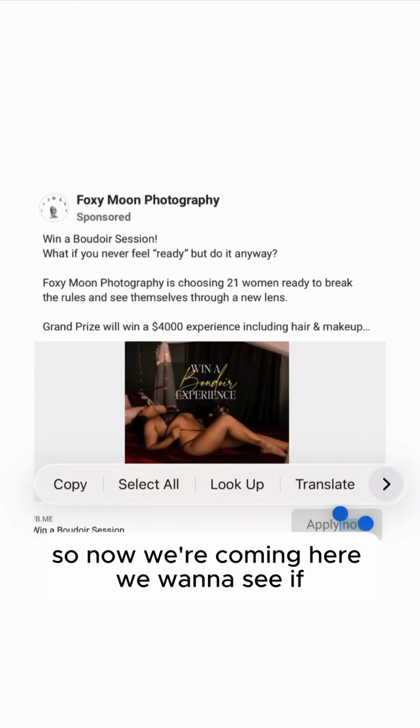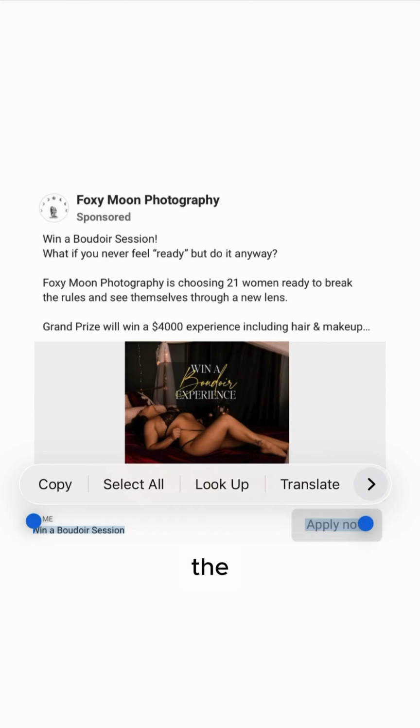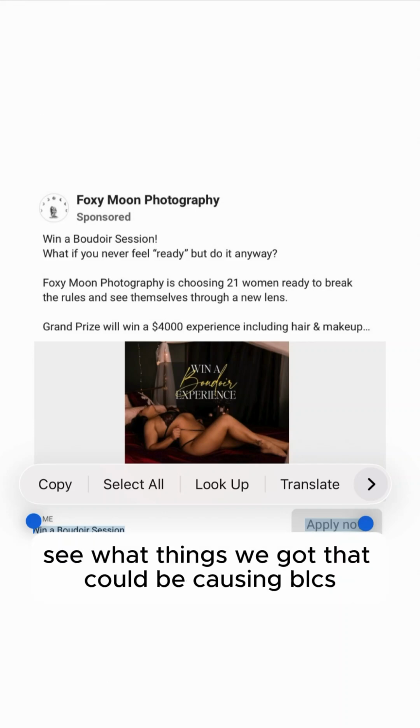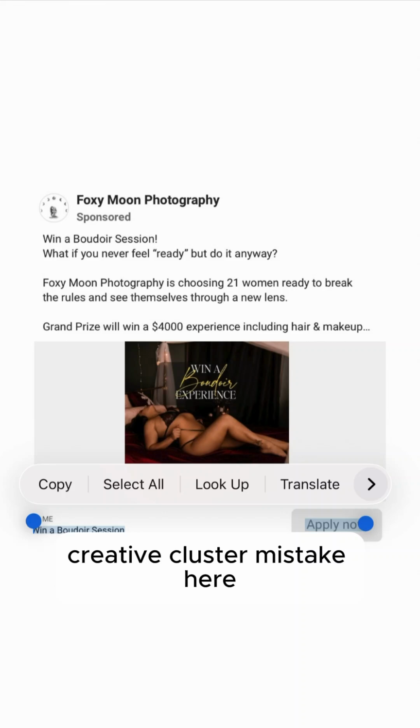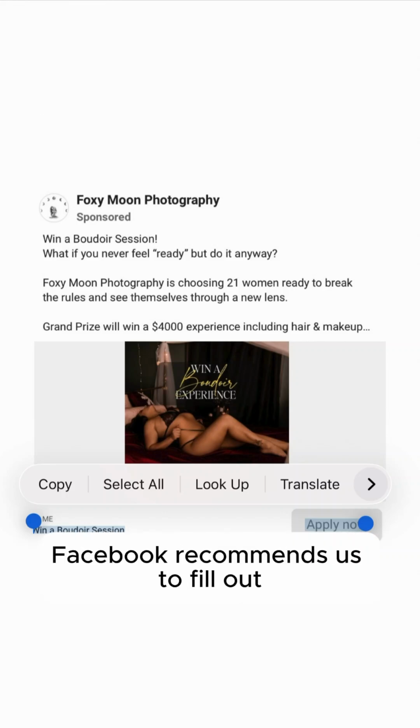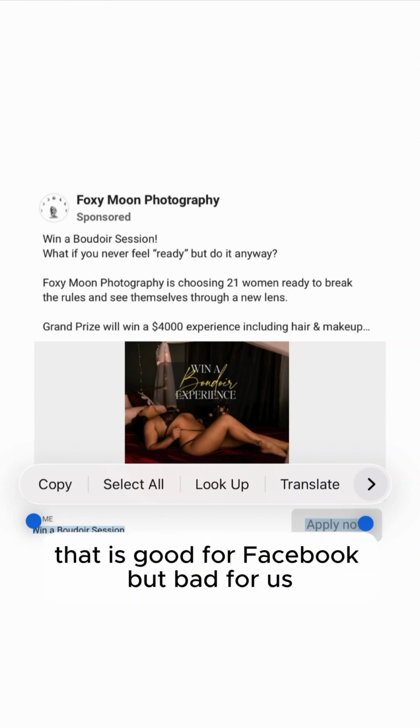So now we're coming here. We want to see what things we got that could be causing BLCS, if any. So I do see we got the below creative cluster mistake here. This is filling out all the things Facebook recommends us to fill out. That is good for Facebook, but bad for us.